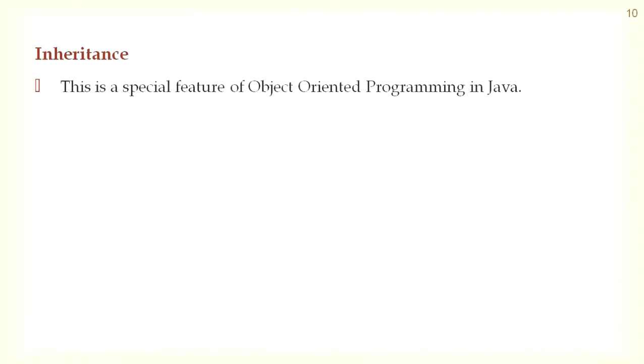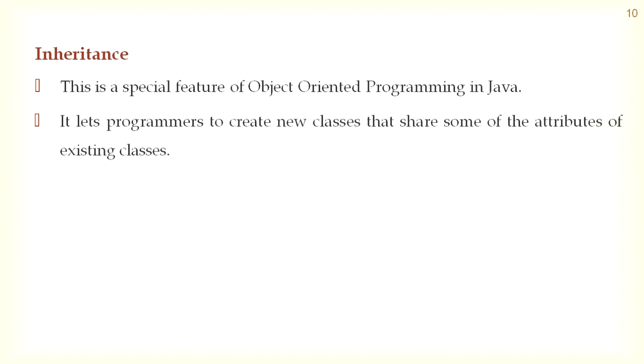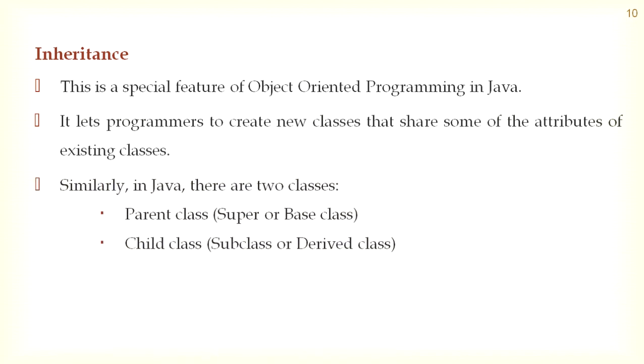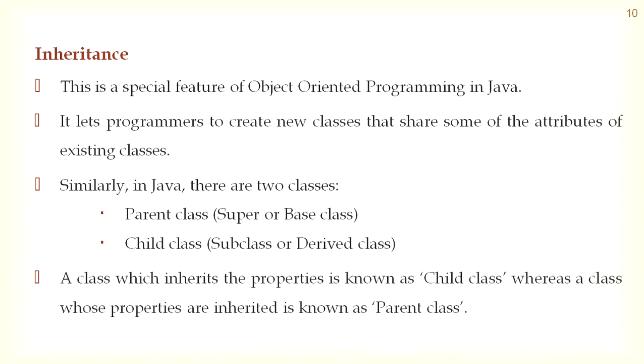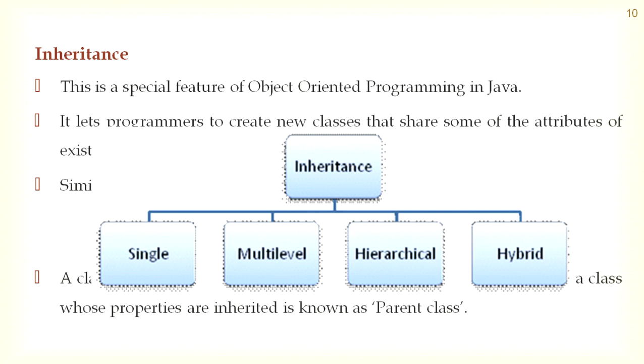Inheritance. This is a special feature of object-oriented programming in Java. It lets programmers create new classes that share some of the attributes of existing classes. Similarly, in Java, there are two classes. One is the parent class. We can call it superclass or base class. And the next one is the child class. We can call it subclass or derived class. A class which inherits the properties is known as the child class, whereas the class whose properties are inherited is known as the parent class. So this is a pictorial representation.